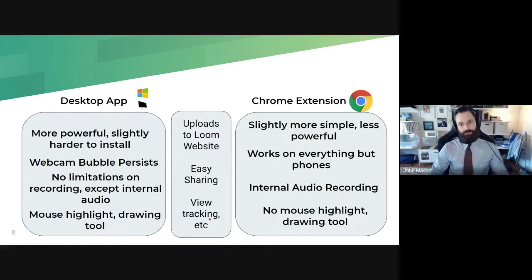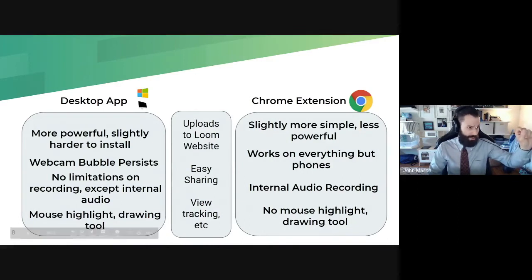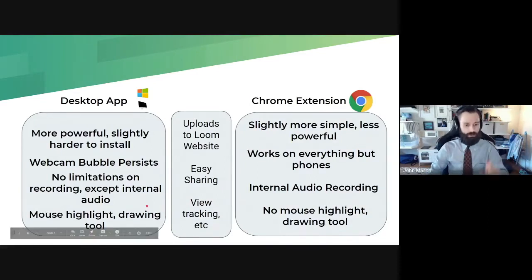So no matter if you use the Chrome extension or the desktop app, you get all these things. And your account follows you no matter where you go, by the way. If you have a Chromebook, you could start on your Chromebook and do a video there. You could open it up later on a PC, on a MacBook, wherever it is, once it's already on Loom's website.